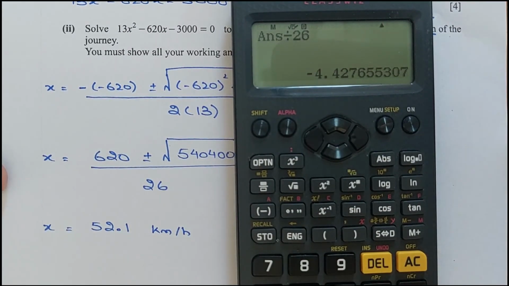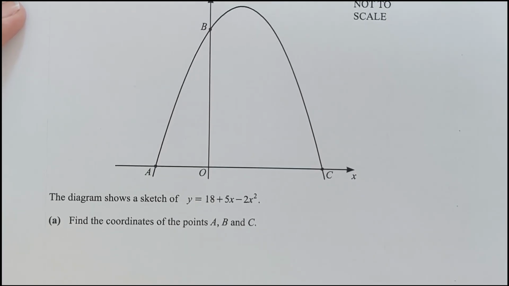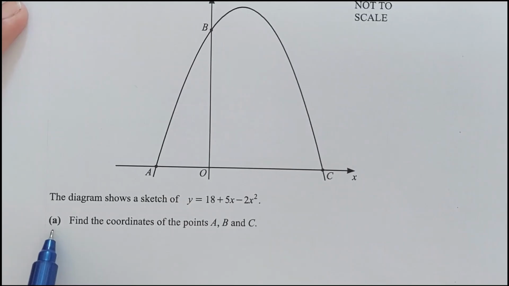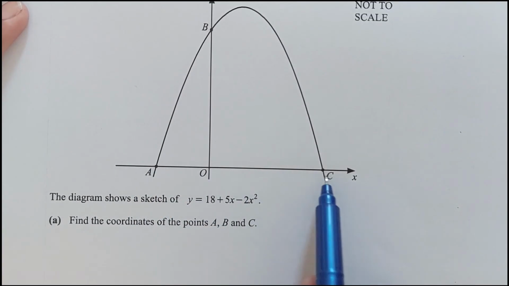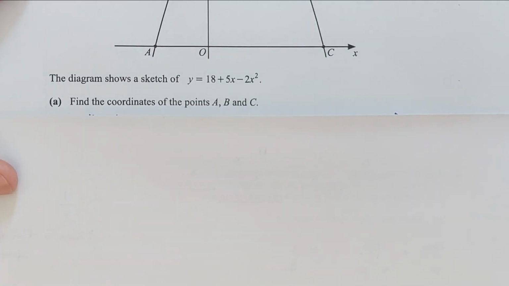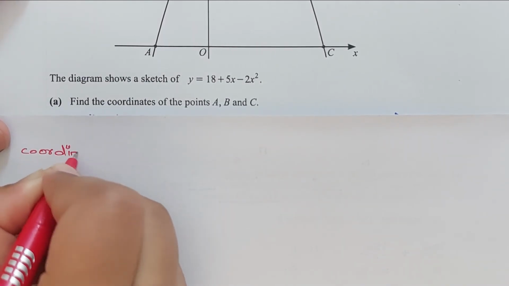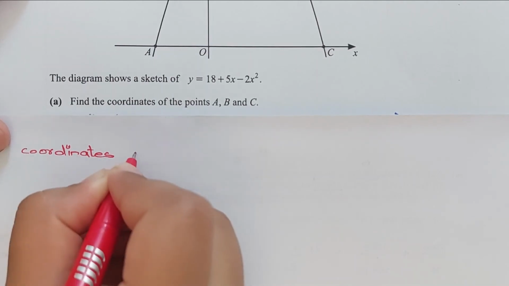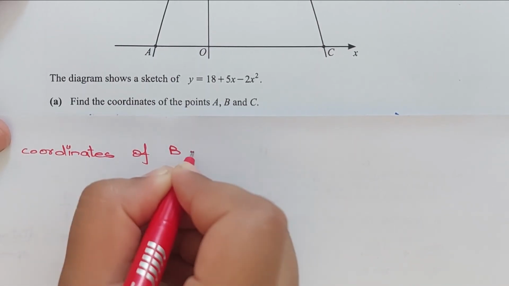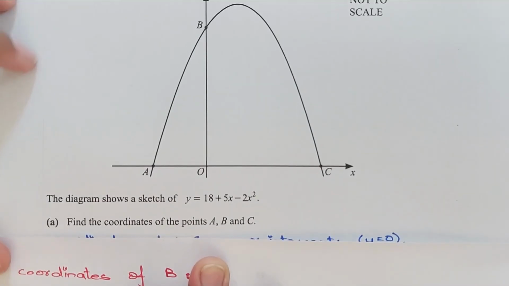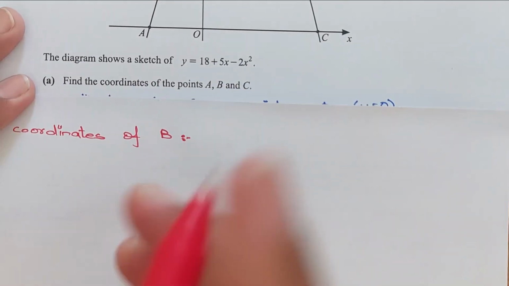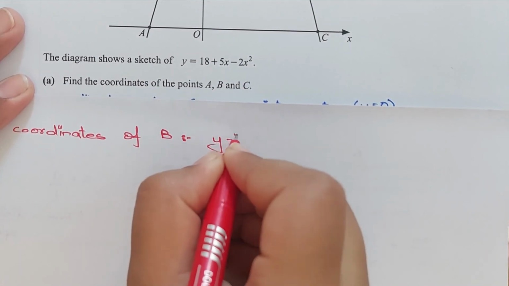Question number 11, the diagram shows a sketch of y equals to this quadratic expression. Part A, find the coordinates of the points A, B and C. A and C are the x-intercepts and B is the y-intercept. Okay, so let me solve for the coordinates of B first. As you can see, B is the y-intercept.